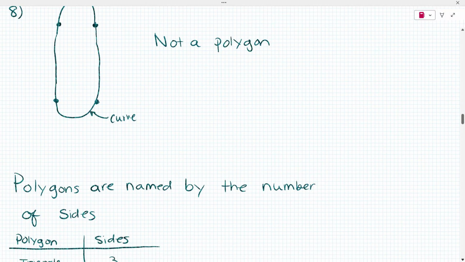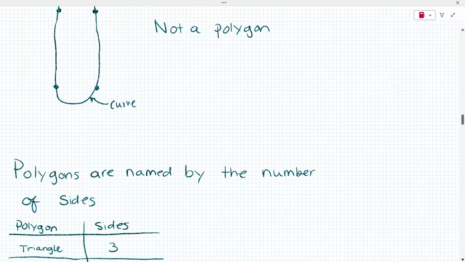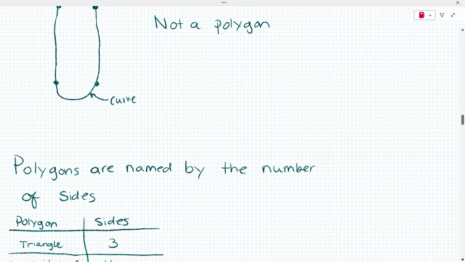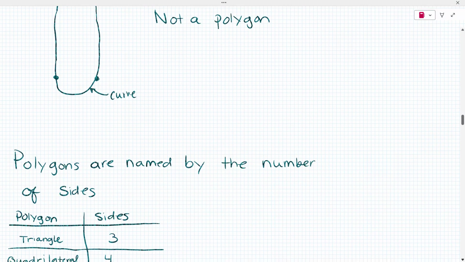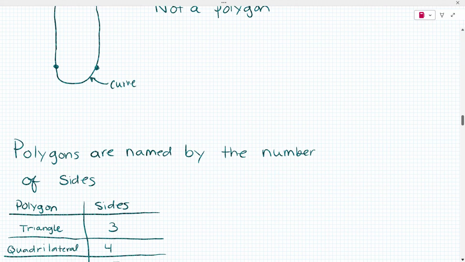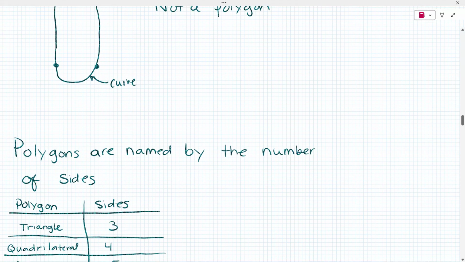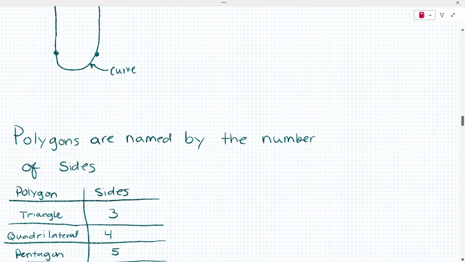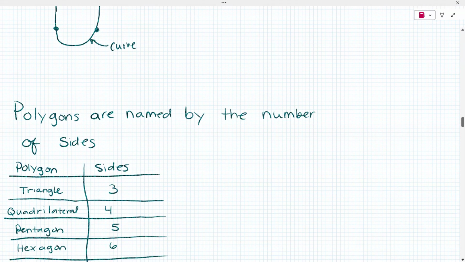So now we can classify different types of polygons based on the number of sides. Once it satisfies the conditions of a polygon, right? It has to be closed, only segments, no intersecting. You can describe a polygon based on its sides.